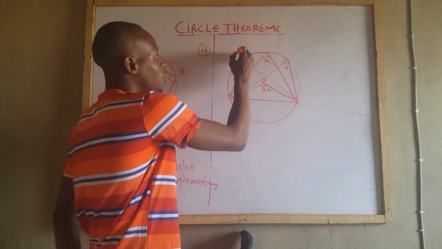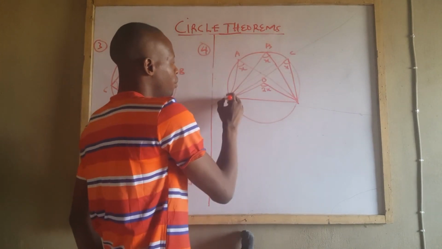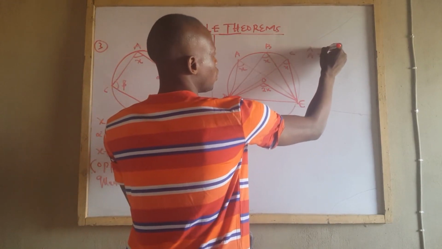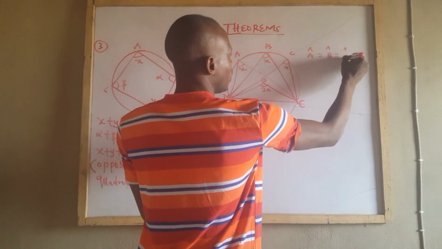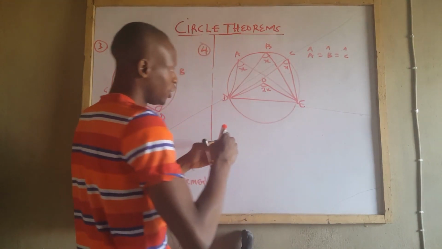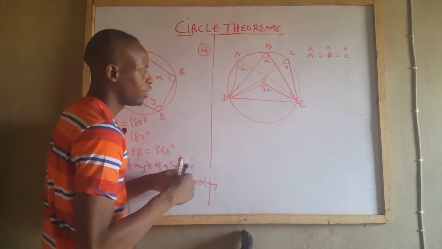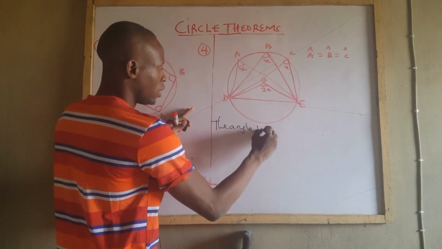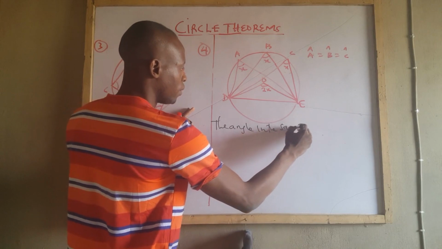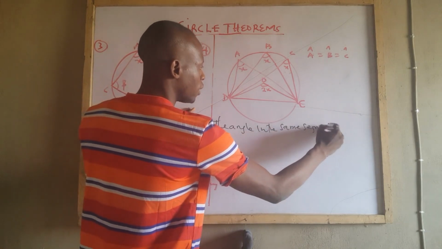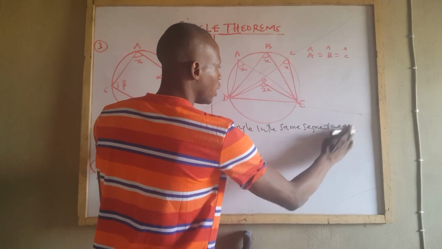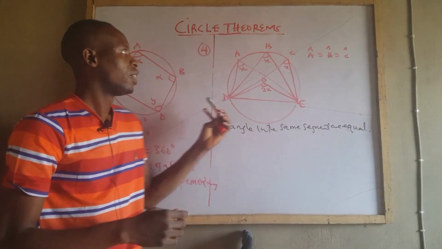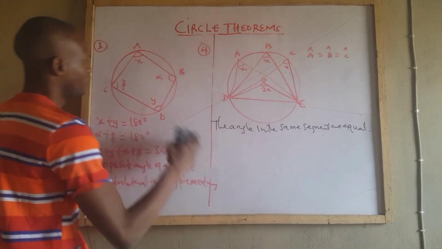Are we together? So I can call this point A, point B, point C, point D, and point E. So therefore, angle A is equal to angle B is equal to angle C. Are we together? So the theorem here, let me state that. The theorem here simply states that the angles in the same segments are equal. Okay? Now let me take the fifth theorem.